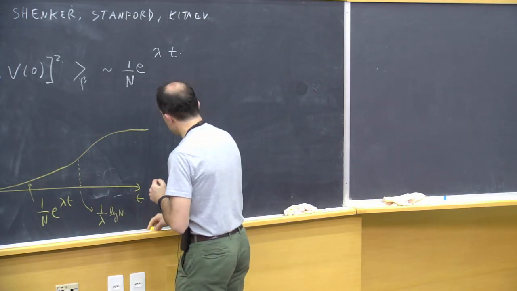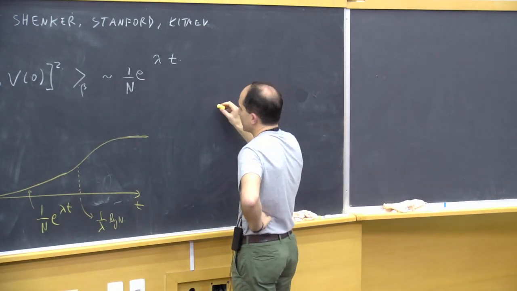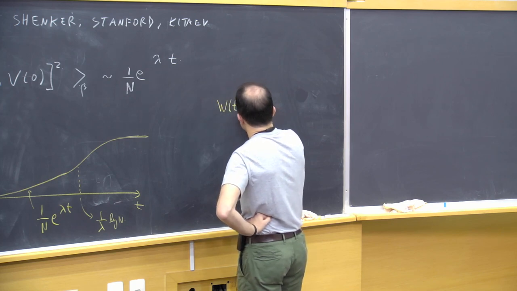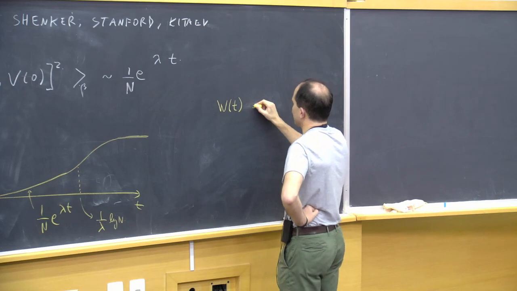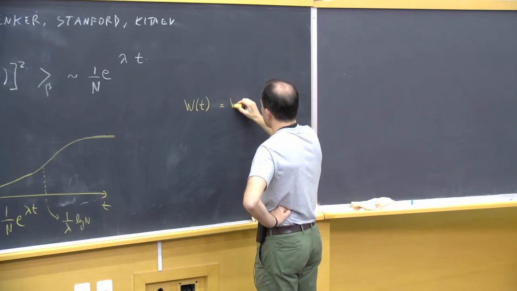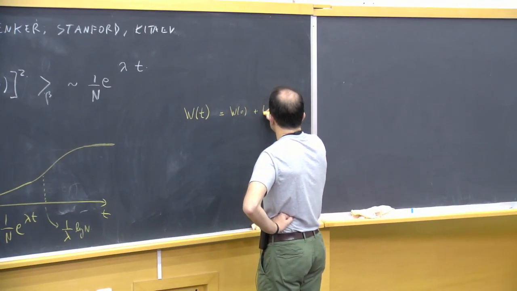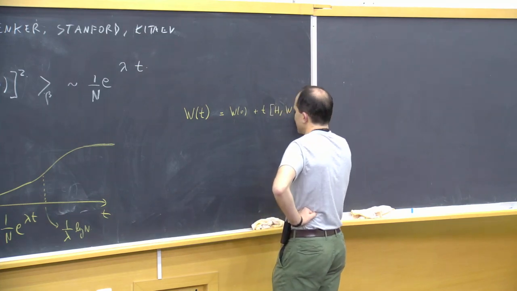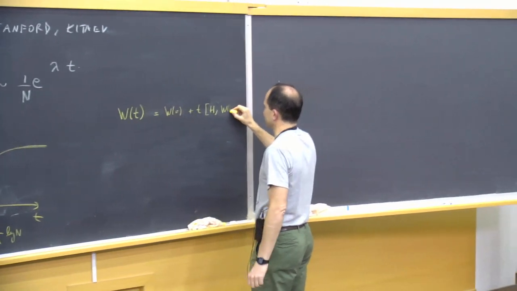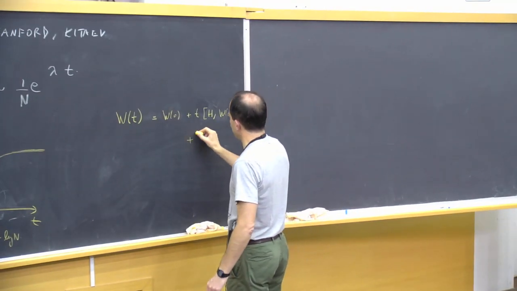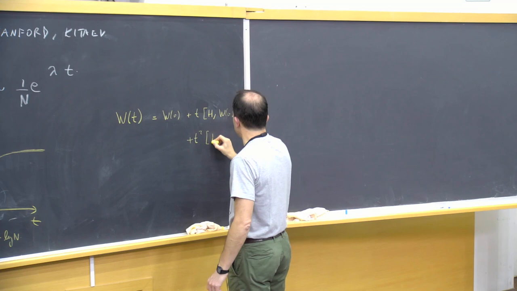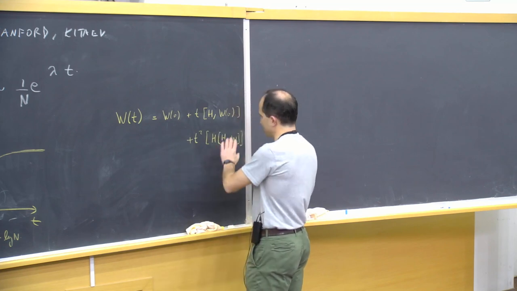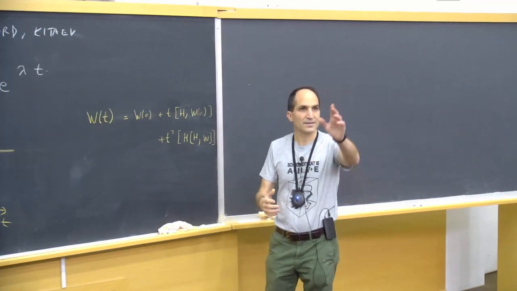So the picture of what's happening is basically the following. Imagine you want to calculate W of t. To first approximation, this is W of 0, and then plus, let's say, t times the commutator of the Hamiltonian with W of 0. And then you could continue expanding this, t squared, H. This is just the time evolution, and we are just calculating the time evolution. Yes?